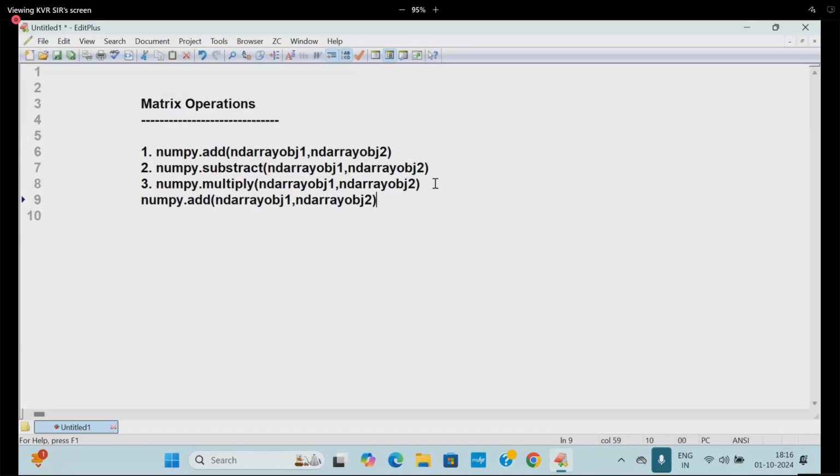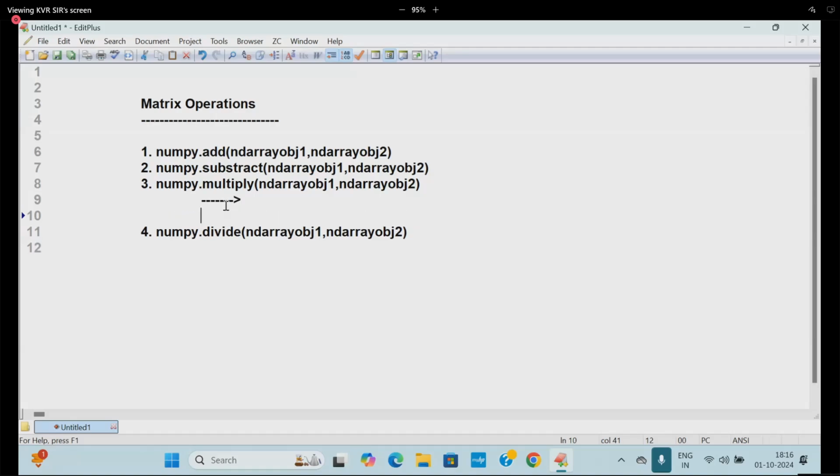Now number 4, numpy.divide, and here the same. And additionally, I set some important points over here, students, which are very important. numpy.dot. Next, numpy.matmul of the same thing, ndarray object 1, comma, ndarray object 2. That's very simple.